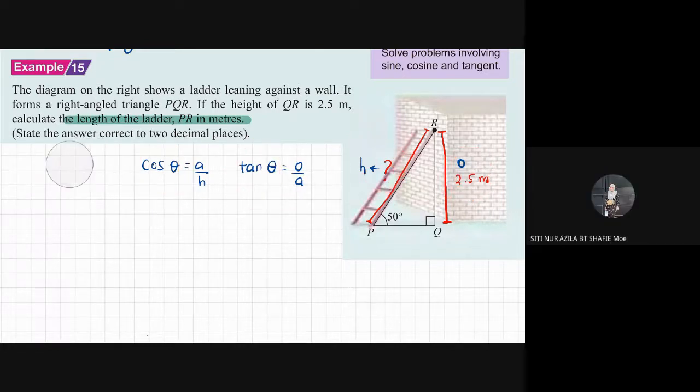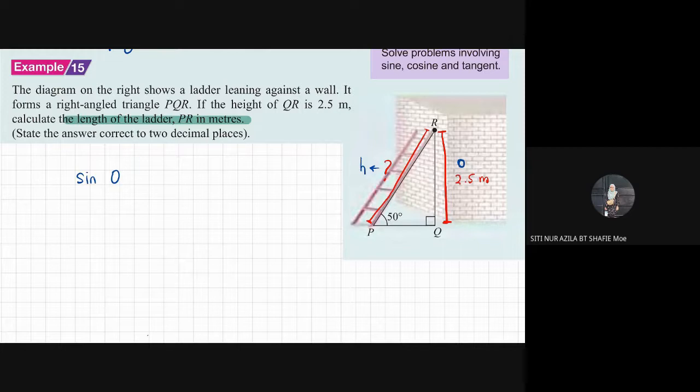And then we can use sin to solve this one. Sin theta. Oh, wait, I cannot write. Wait, give me 1 minute. I have a problem with my pencil. I think it ran out of battery.